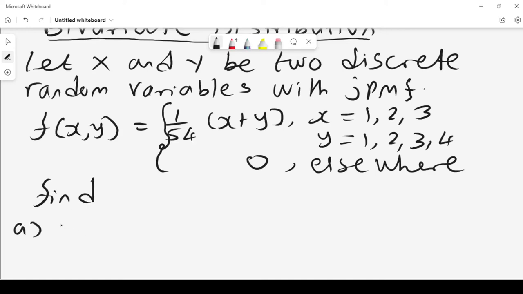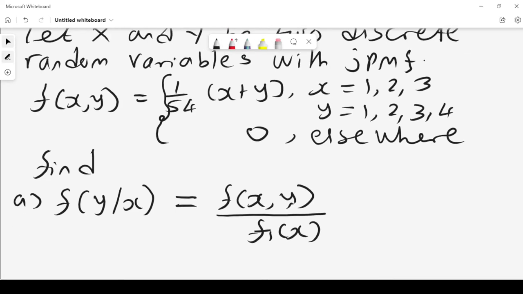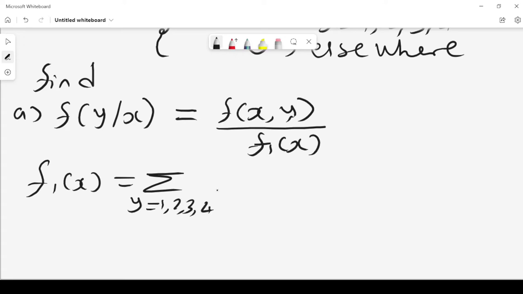And the first one is we want to find y given x, that is the conditional distribution of y given x. And the definition of that is f of xy all over the f1 of x. So it is the joint distribution of x and y divided by the marginal distribution of x. So we already have f of xy from the definition there. So we need to get f1 of x, which is basically summing over y, the f of xy.